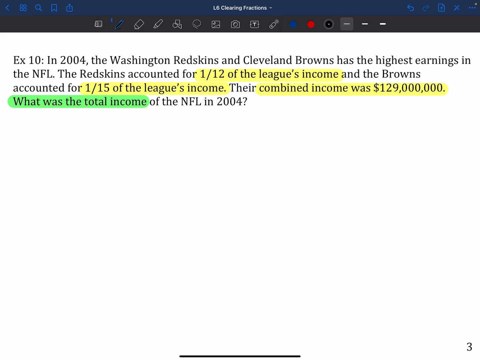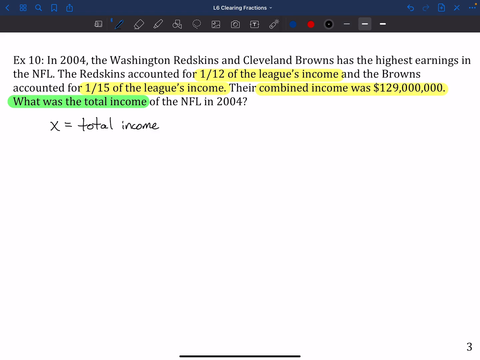So, first things first, right? We've got to think about what it is we're looking for. We're trying to figure out the total income for the NFL in 2004. I don't know what that is. So let's use a variable to talk about it. Let's say that x is the total income of the NFL in 2004.